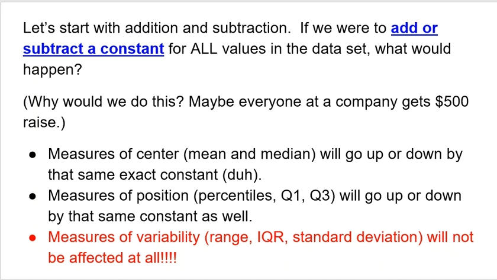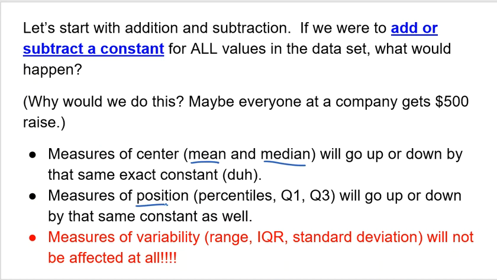I gave some examples a moment ago, but maybe a company wants to give everybody a $500 raise. So that means everybody's salary is going up $500. Here's what's important: measures of center, mean and median, will go up or down by that exact same value. So if everybody gets a $500 bump, the mean is going to be $500 more. The median is going to be $500 more. Pretty simple to understand. Q1 is going to be $500 more. Q3 is going to be $500 more. So even measures of position, if all of your values are going up 500, then your center and your measures of position, that first quartile, that third quartile, are all going to go up $500 as well.